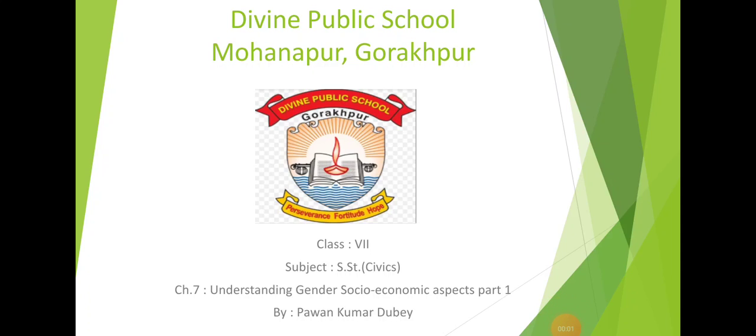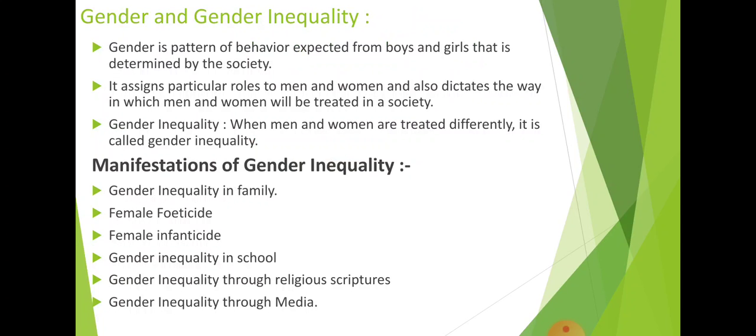Good morning, student. Today we are going to start class 7th civics, chapter number 7, understanding gender in aspects of socio and economic. Now, student, in this chapter we will understand what gender inequality is, how gender inequality can be treated, and what steps have been taken by the government to overcome this kind of gender inequality.